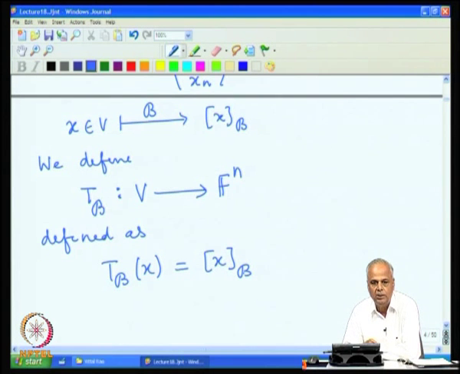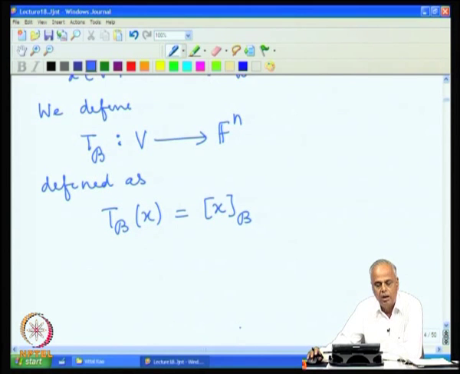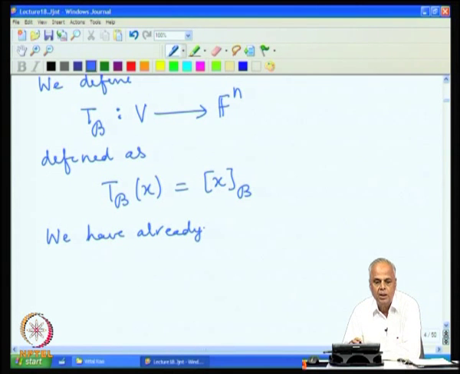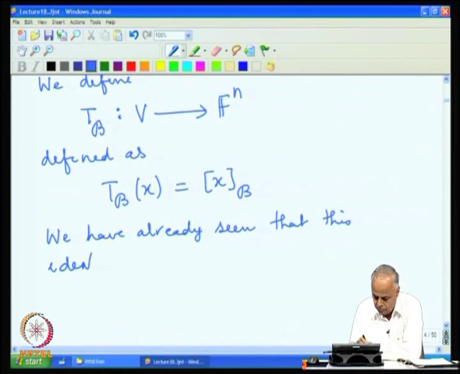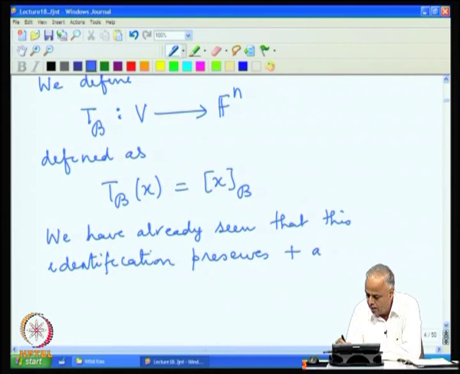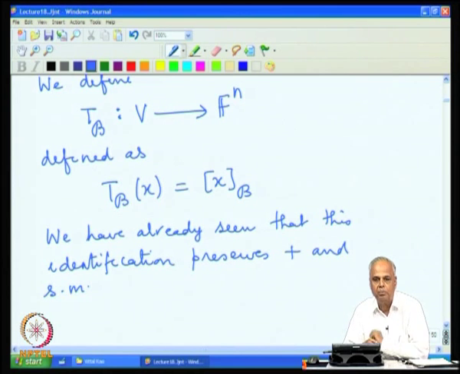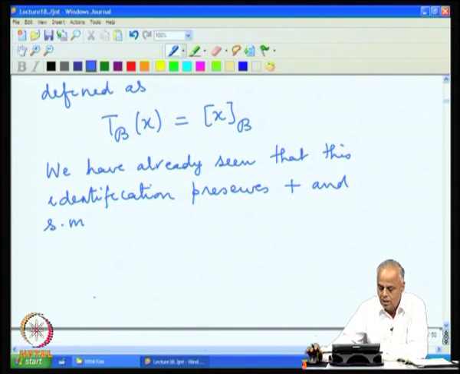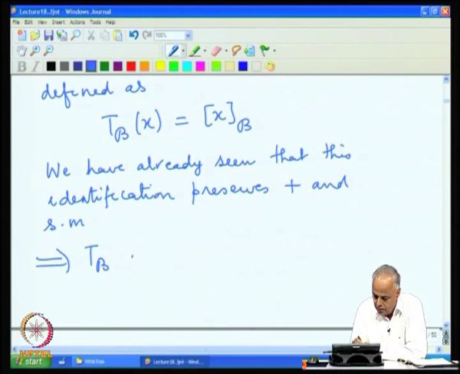So, start from a vector x in V, construct the column vector, and that is in F n, and that is a unique column vector because every vector x has a unique representation in terms of the basis. And we have already verified that this identification preserves addition and scalar multiplication. I will write SM for scalar multiplication. So, this preserves addition and scalar multiplication, and therefore, it is a linear transformation. The moment it preserves addition and scalar multiplication, it qualifies to be called a linear transformation. That implies T B is a linear transformation from V to F n.